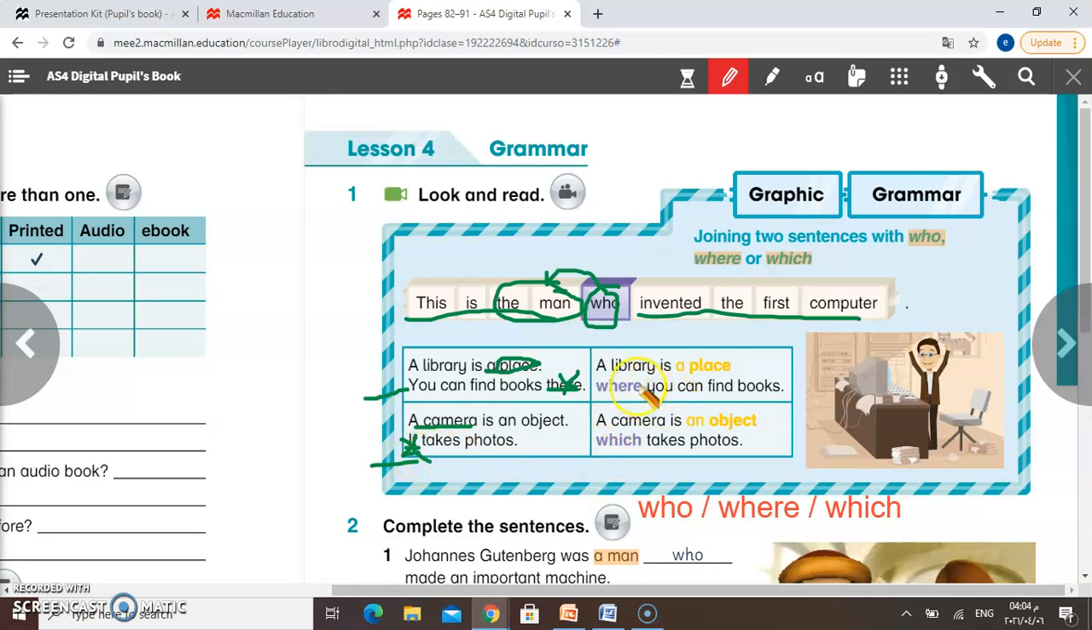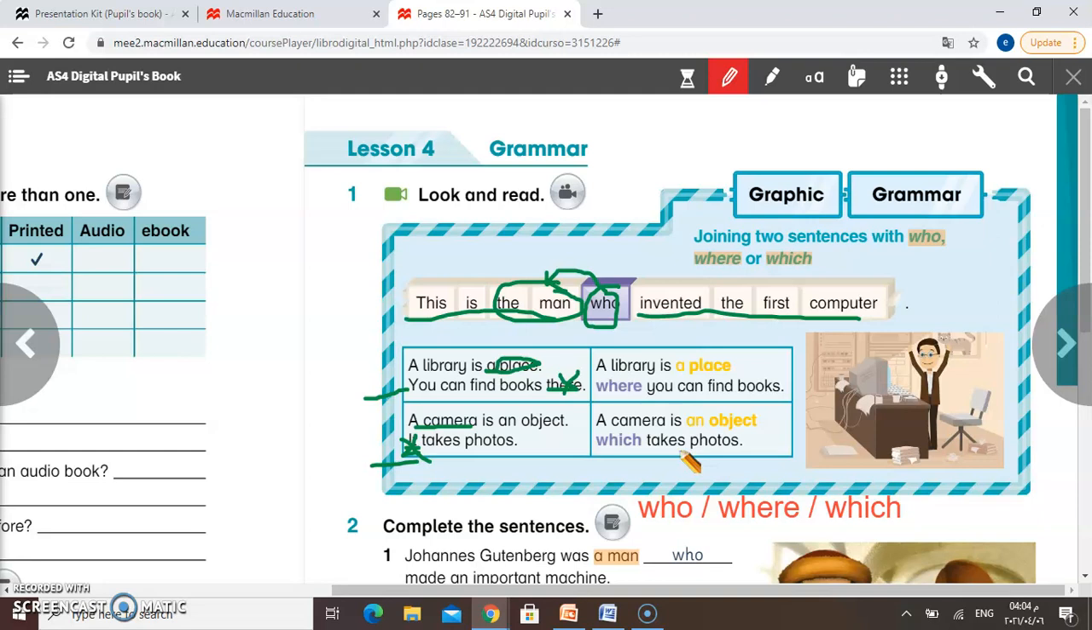So look at these sentences. A library is a place where you can find books. A camera is an object which takes photos. إذا مرة أخرى، who للأشخاص للشخص العاقل، where للمكان، which للشيء الغير عاقل.